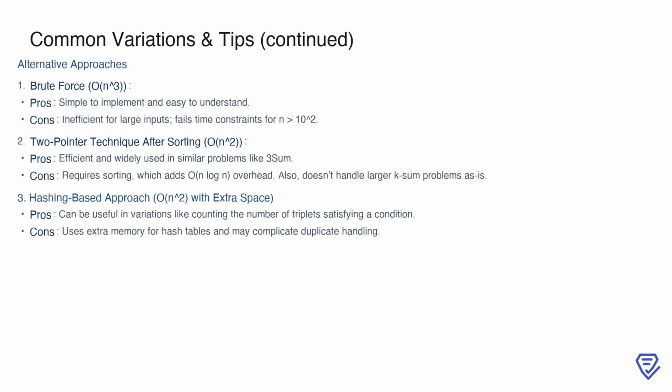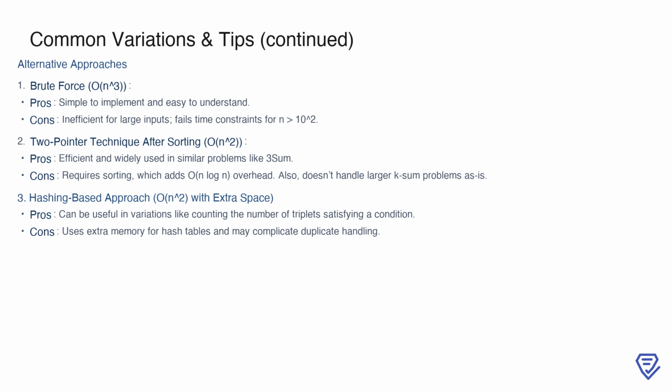There are multiple approaches to solving this problem, each with its own advantages and trade-offs. The brute force approach, with its O(n³) complexity, is simple to implement and easy to grasp. However, it becomes impractical for larger inputs and often fails time constraints when n exceeds 100. A more efficient method is the two-pointer technique, which, after sorting the array, achieves an O(n²) complexity. This approach is widely used in problems like 3-sum but requires the initial sorting step, adding an O(n log n) overhead. Additionally, it doesn't generalize well to problems with larger sums, like 4-sum or k-sum.